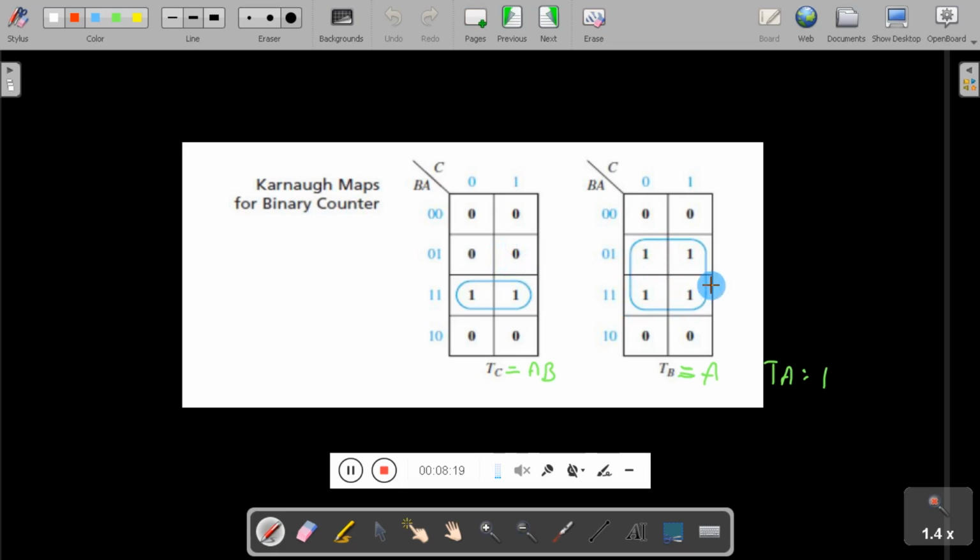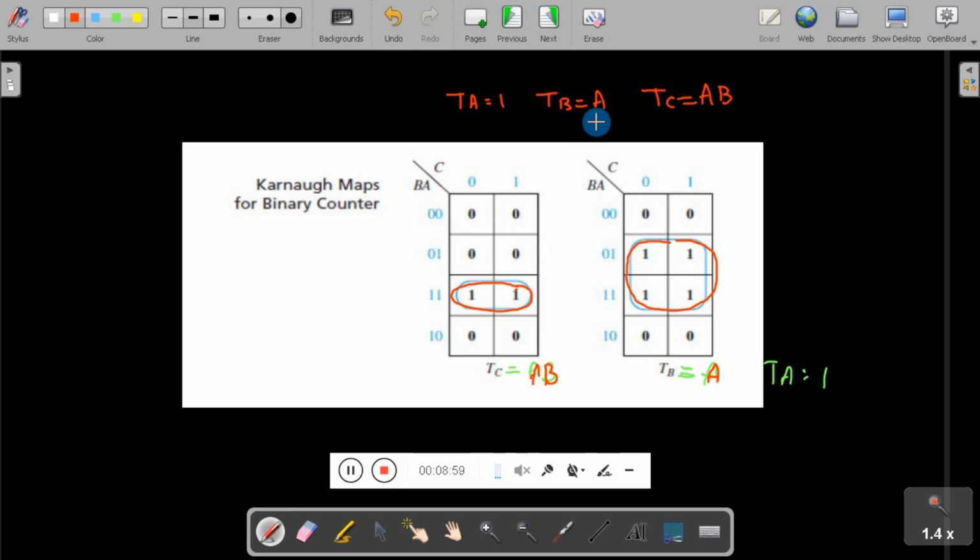So in 3 variable K-map you have represented the inputs TC and TB. When you solve it by using K-map, you will get TB is equal to A and TC is equal to AB. Here you can make a group of 4 ones. So the answer will be A, and here you can make a group of 2 ones. The answer is AB. So we got the value TA is equal to 1, TB is equal to A, and TC is equal to AB.